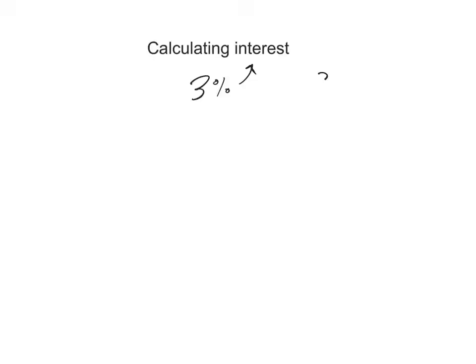So what we're going to do is keep it really, really simple. We're going to assume that we're going to charge 3% interest. Okay? What that means is 3 cents, they're going to say, for every $1 per year. That's what interest basically is.